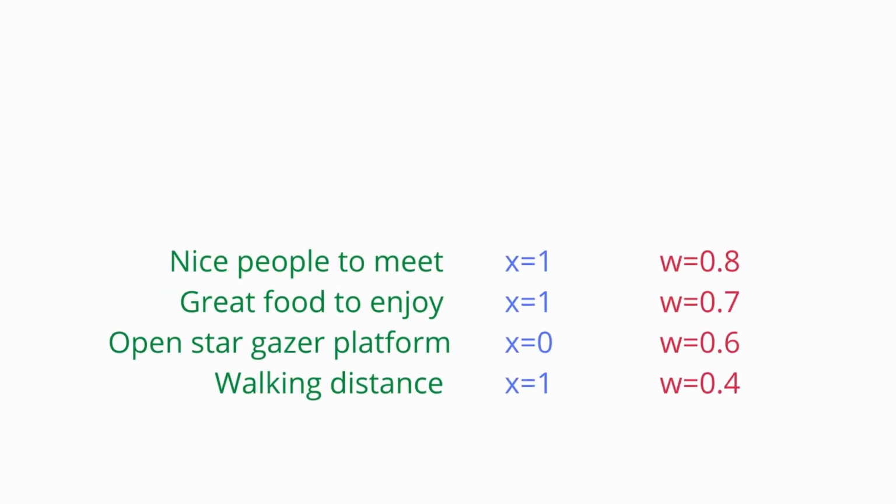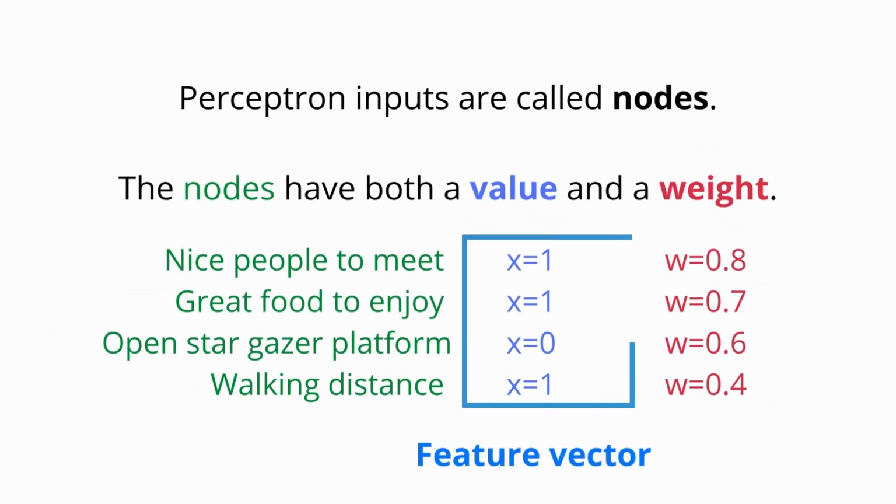So again, the perceptron inputs are called nodes. Please do not interpret anything into this wording of nodes. And the nodes have, and this is important, a value like x equals 1, yes, or x equals 0, no, and a weight in red. So this is exactly the value that I told you. The condition nice people out there is 1, a yes. And the weight indicates, is this a strong link? Is this important for me? And you see, blue is the feature vector and red is the weight matrix, or the tensor.